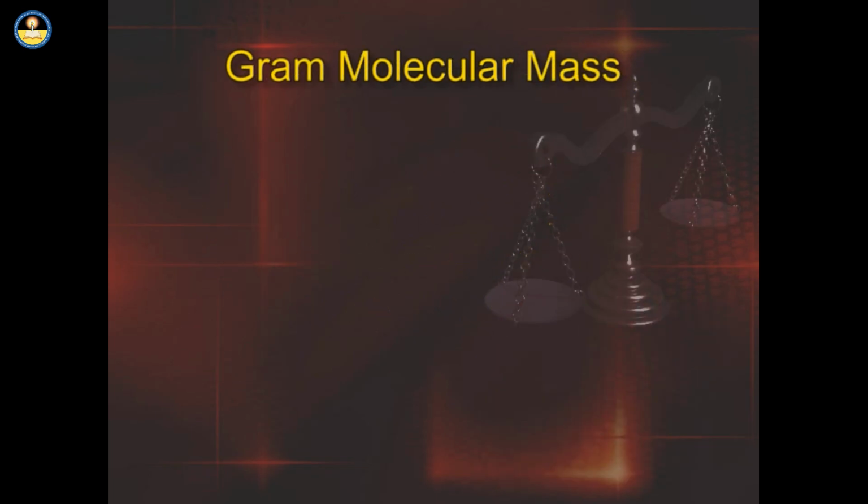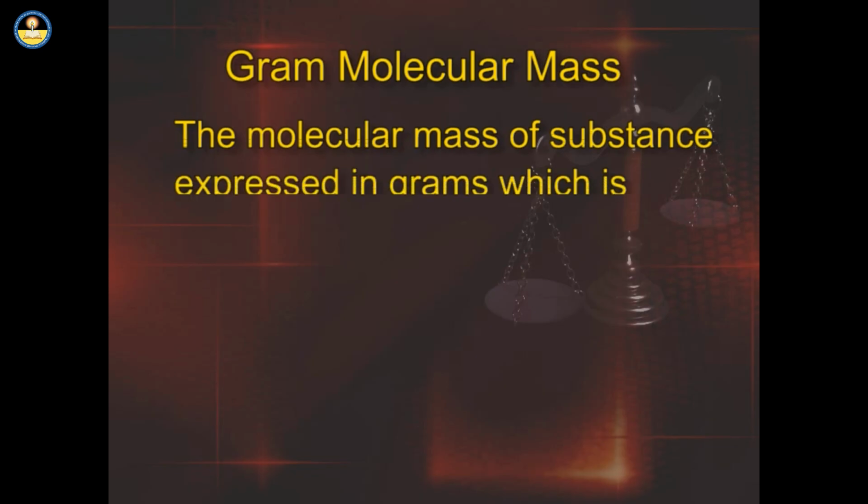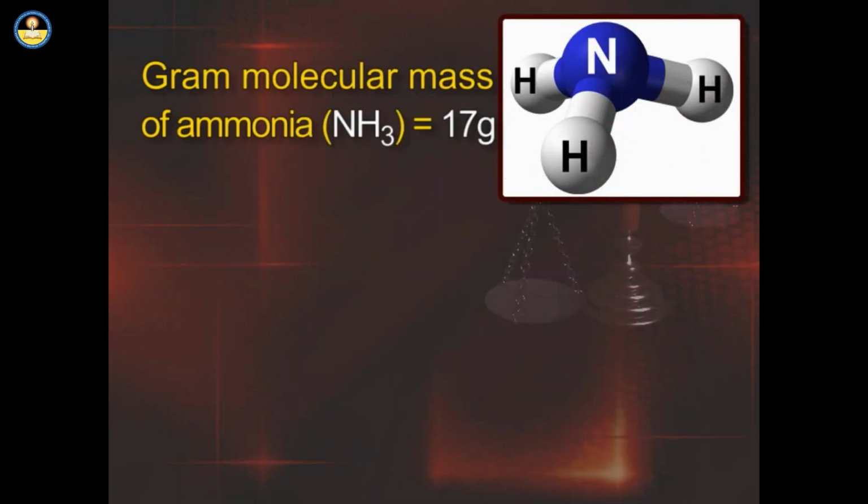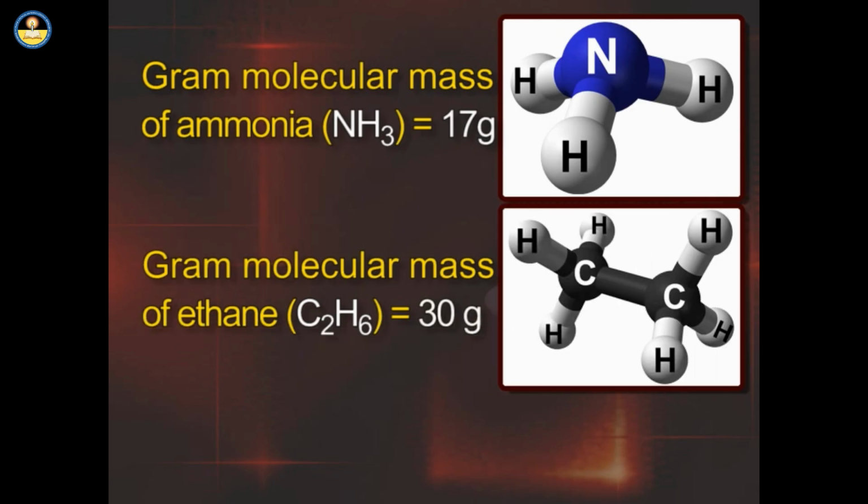Let us now learn about gram molecular mass. The gram molecular mass of a substance may be defined as the molecular mass of the substance expressed in grams, which is numerically equal to the relative molecular mass expressed in U. For example, gram molecular mass of ammonia, NH3, is equal to 17 grams. Gram molecular mass of ethane, C2H6, is equal to 30 grams.